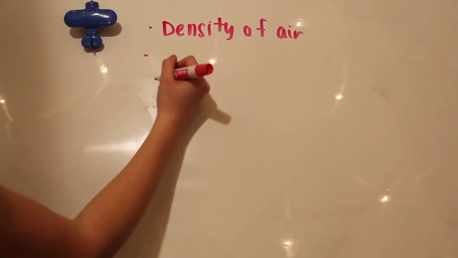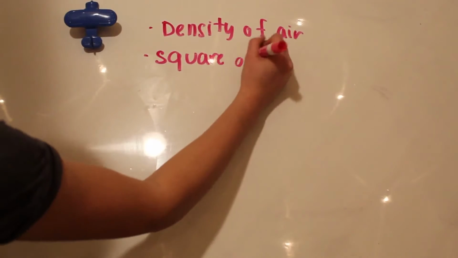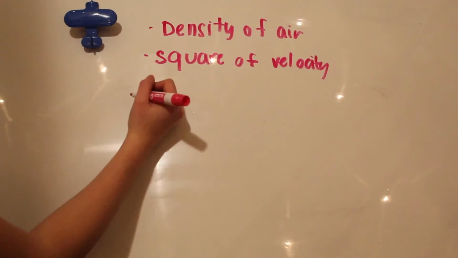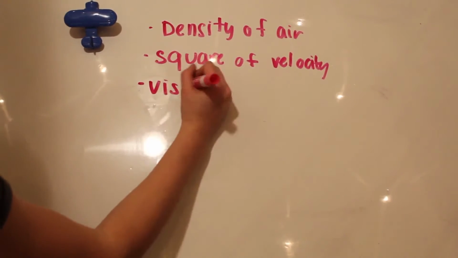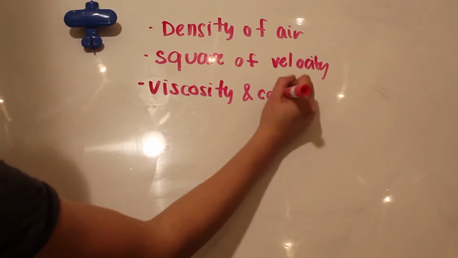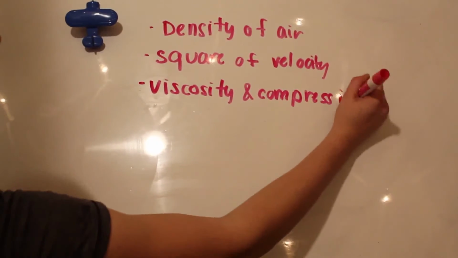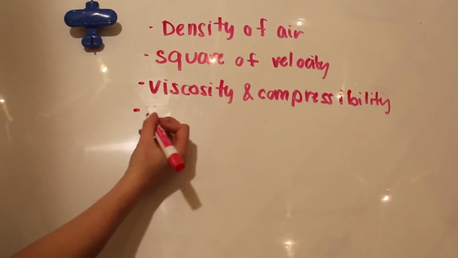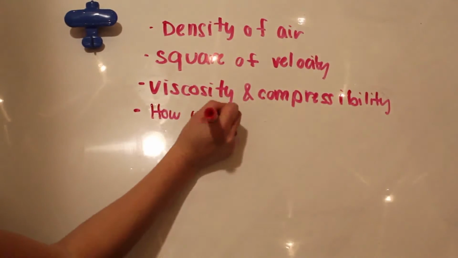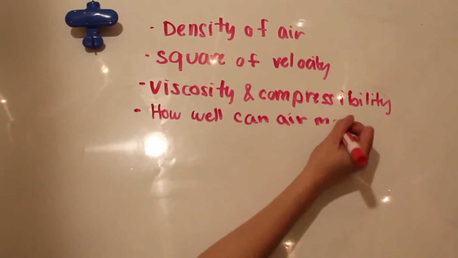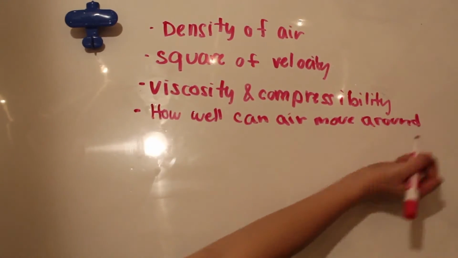Drag depends on the density of the air, the square of the velocity, kinetic energy, the air's viscosity and compressibility, a measure of the relative volume change of a fluid or solid as a response to a pressure, the size of the body, how big is the plane, and the body's inclination to the flow. How can air move around it?